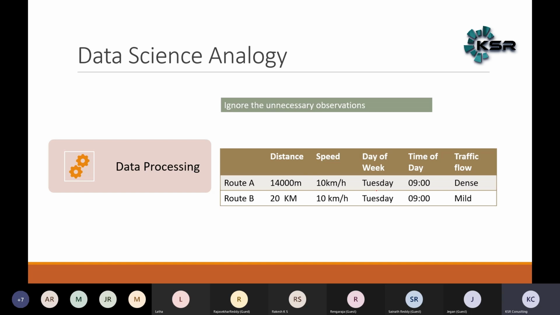So: 10 km per hour, day of the week Tuesday, time of the day 9 a.m., traffic flow is dense and mild. Now by just looking at this data, what do you say? Is route A the best route? Is route B the best route? 14,000 meters is 14 kilometers. Now tell me which is the fastest route. Is route A the fastest to work, or is route B the fastest to work?